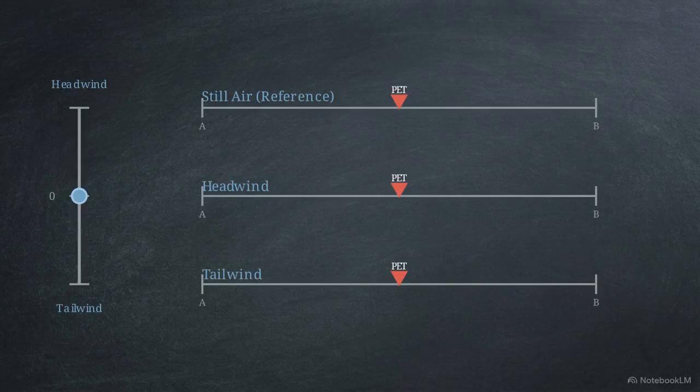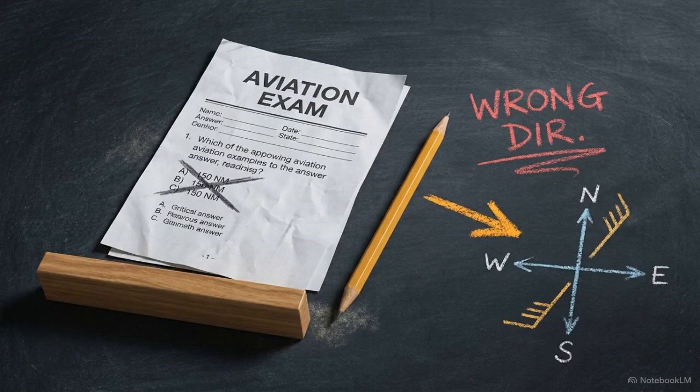These shifts reveal a consistent pattern. The effect of any wind component along the track is always to pull the point of equal time geographically into the wind. Identifying the wind direction allows you to instantly verify your math or eliminate illogical multiple choice answers before doing any calculations.